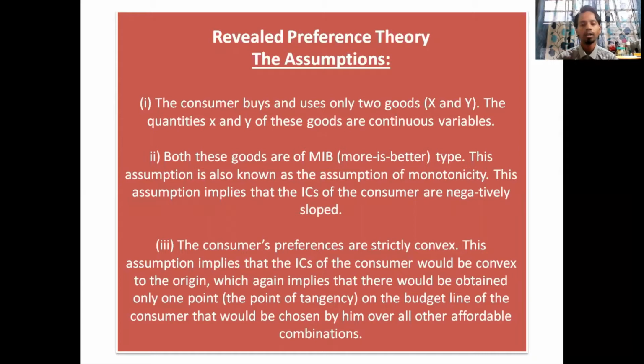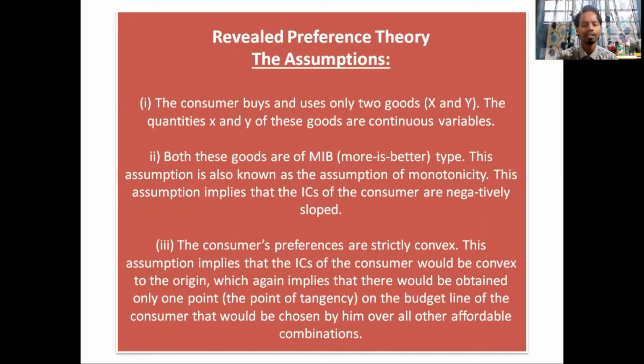So our choice is also based on this: once we choose a particular thing, at the same time when we see the other product, we are so much attracted to that product too. So human minds are never satisfied. So that's what the second assumption talks about. Both these goods are of MIB, meaning that more is better. So as a consumer, we always prefer to have more and more. This assumption is also known as the assumption of monotonicity, as I already explained.